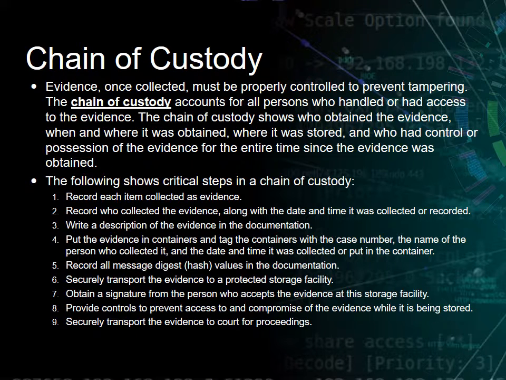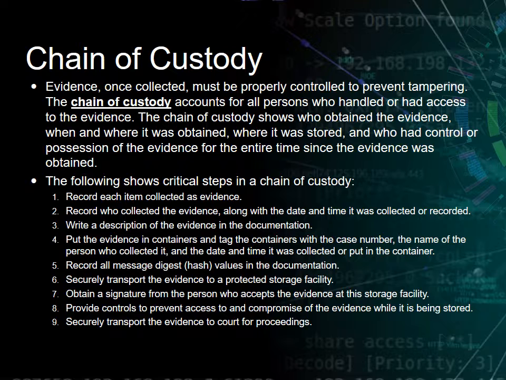Evidence, once collected, must be properly controlled to prevent tampering. The chain of custody accounts for all persons who handle or had access to the evidence. The chain of custody should show who obtained the evidence, when and where it was obtained, where it was stored, and who had control or possession of the evidence for the entire time since the evidence was obtained.